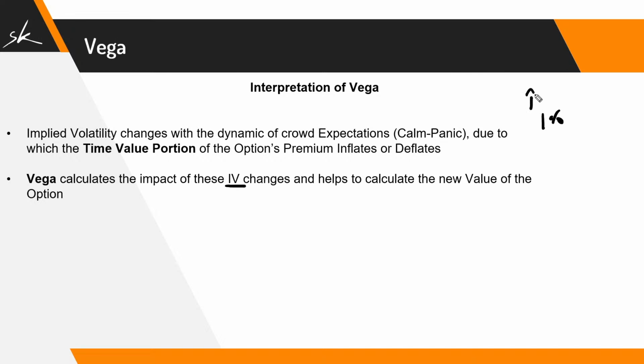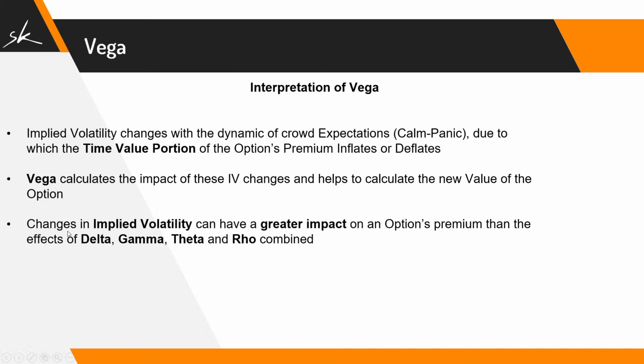If people get more panicked, which means that panic is increasing by 1%, what would be the new value of that option? Similarly, if people start becoming calm and the implied volatility goes down by 1%, then how much will the value of the option change? That is what Vega will tell us. Now, changes in implied volatility can have a greater impact on options premium than the effect of delta, gamma, theta, and rho combined together. Now, this is very, very important. Why is this very important?